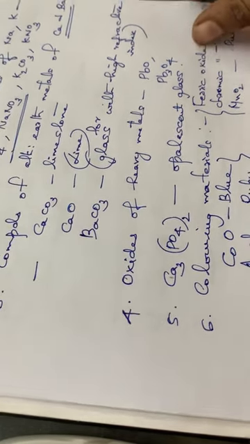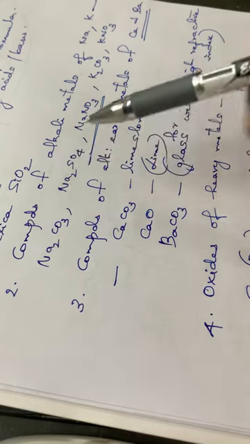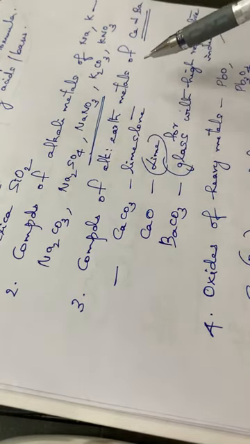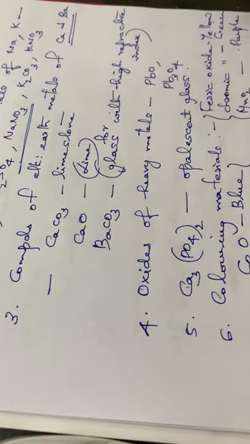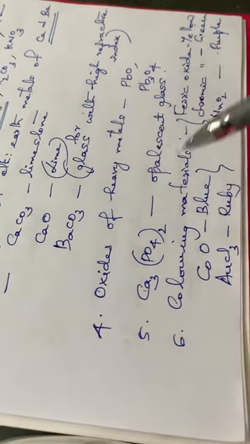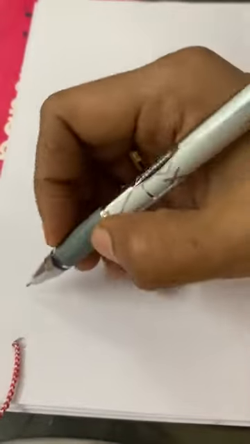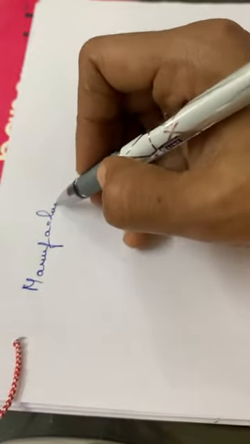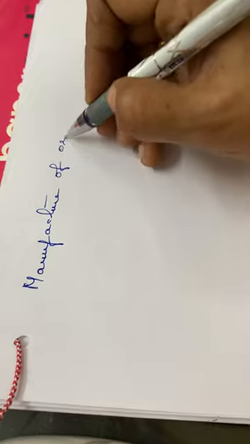So the raw materials for the manufacture of glass are: first, silica; second, compounds of sodium and potassium; third, compounds of calcium and barium; fourth, oxides of heavy metals such as lead oxide; then calcium phosphate used in opalescent glasses; and then coloring materials. Then the next one, we can go through the manufacture of ordinary glass.